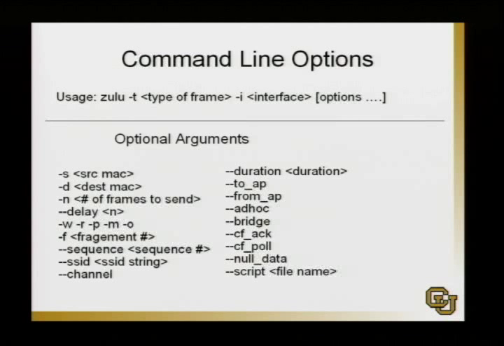Looking down, it has tons of optional parameters. You can set the source and destination MAC of the frame. You can tell it how many of these frames you want it to spit out if you want to do deauth attacks and stuff like that. You can specify the delay, so you can send out one packet and then wait a little bit and then send out the other frames that you want to send out.